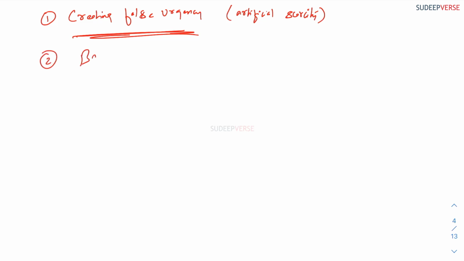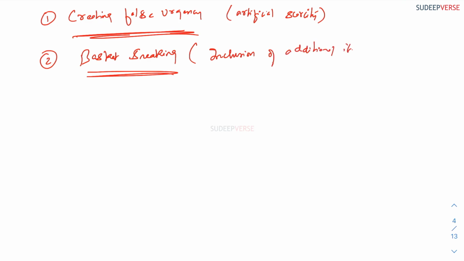The second is basket sneaking. Now this is very interesting. Look at this. What happens is the inclusion of additional items into your basket.